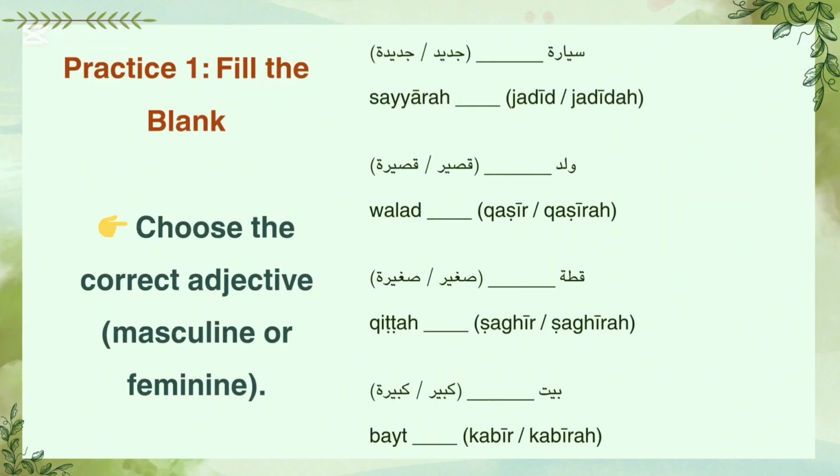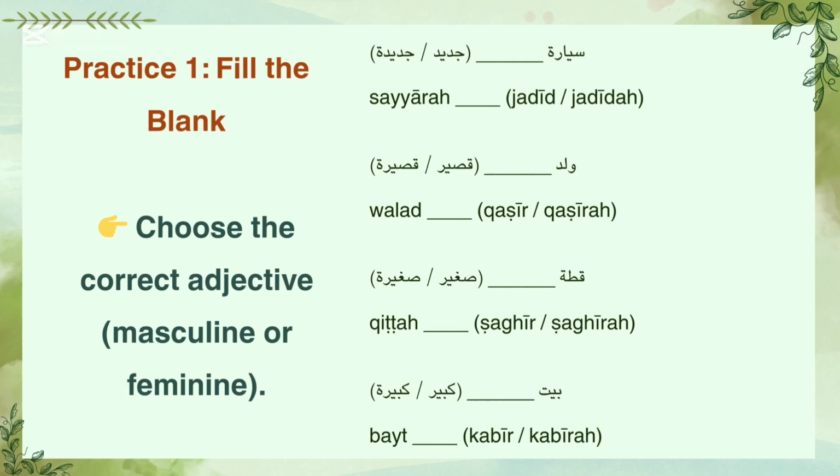Let's practice. I will give you a noun and you choose the right adjective. So pause the video here and think. Then we will solve it together. First we have sayyara. Should we add jadid or jadida? Look carefully. Sayyara ends with ta marbuta, so the adjective should also end with ta marbuta, so it will be jadida. Sayyara jadida. Who can tell the meaning of sayyara jadida? Sayyara jadida means new car. Sayyara means car and jadida means new.